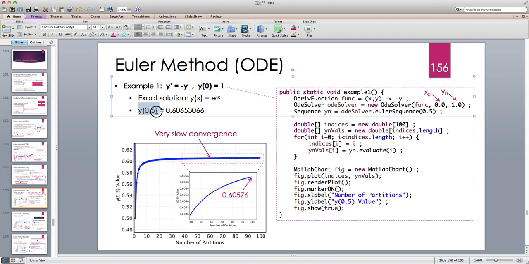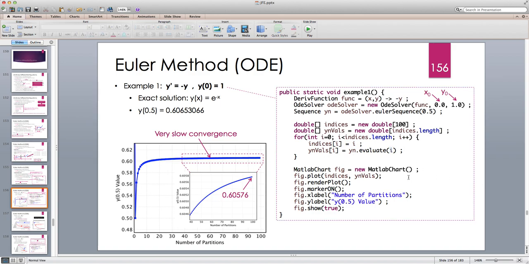Okay, so I'm looking for this, and I know that as I increase n, as I move forward in this sequence, I should get a better and better approximation for y of 0.5. All right, so let's plot this. I create an array of indices. In general, it should be integer, but I just stick with doubles. New double, let's say 100 terms. So I'm going to go from y0 to y100 in the sequence, right? And then yn values, new double, the length of the indices, and then a for loop, indices I is I, and the yn values of I is yn evaluated at I.